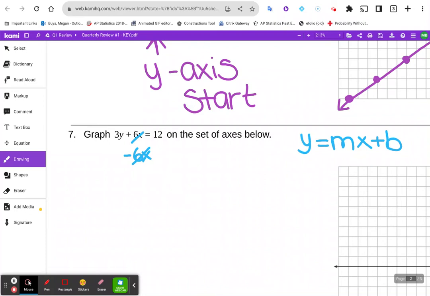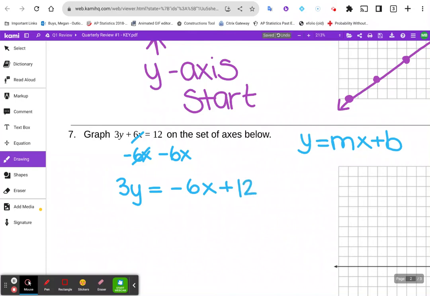So I'm going to subtract 6x from both sides, and I also subtract it to the opposite side of the equal sign. It's a positive 6x. The opposite of a positive 6x is a minus 6x, which is why I'm crossing that out. Then I'm left with 3y to the left of the equal sign, and I'm going to put the negative 6x in front because that's our form, and I'm going to have plus 12 following.